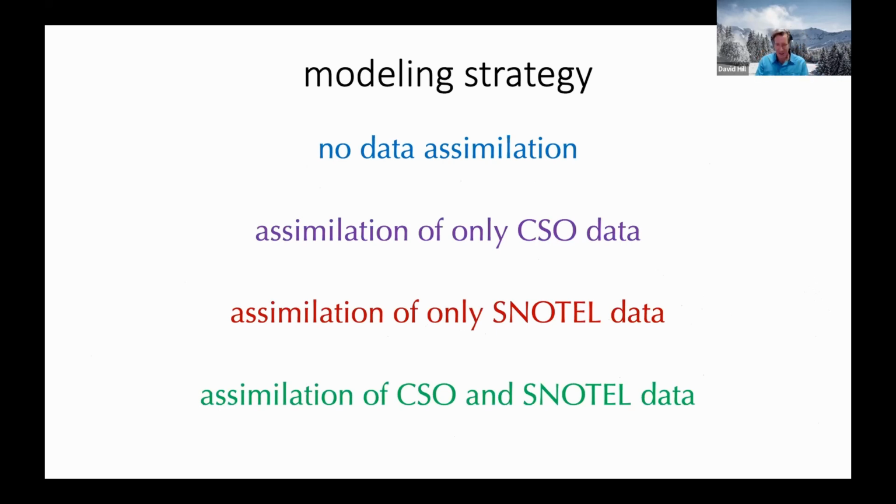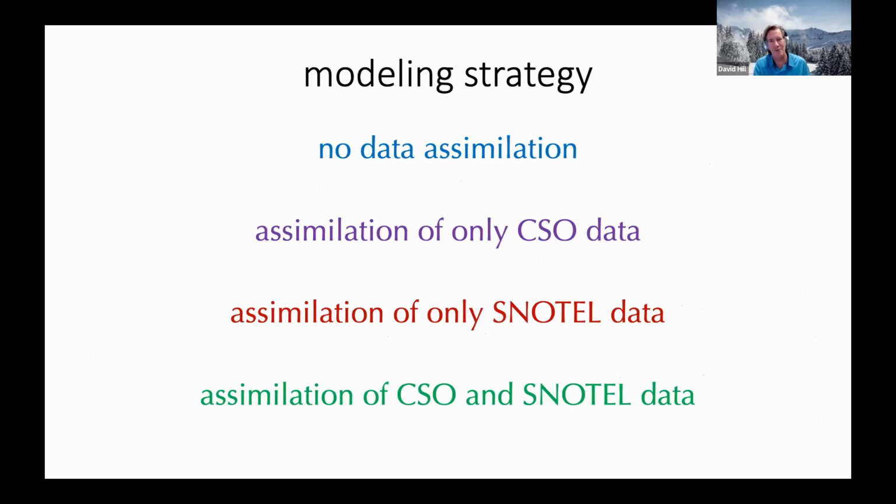Okay, so that's kind of what the CSO project is in terms of how it works and who's participating, but the question now is, does any of this really matter? Where's the value added? Will these observations actually improve our ability to model high mountain snowpack?